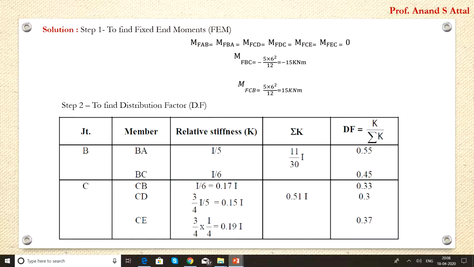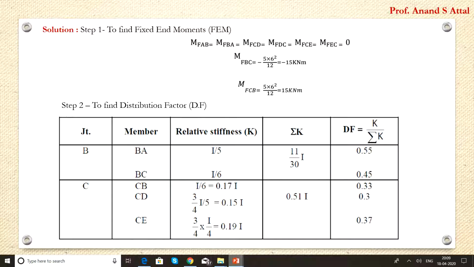Step 2, to find the distribution factor. Again the same table for the distribution factor: the first column is joint, second column member, third column relative stiffness, fourth column summation K, and the last column distribution factor, that is K upon summation K.